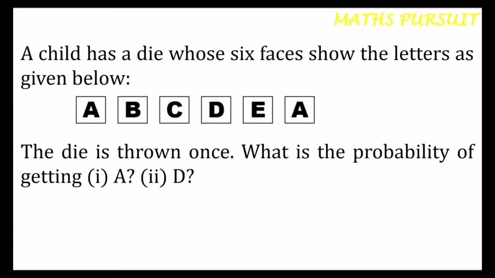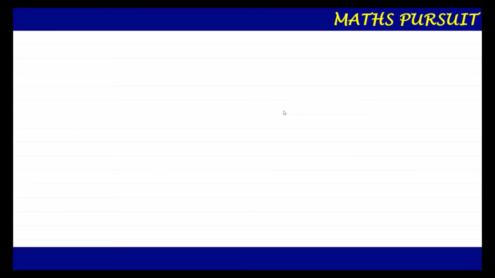The given question is: a child has a die whose 6 faces show the letters as given below: A, B, C, D, E, A. The die is thrown once. What is the probability of getting number 1, A, and number 2, D? So guys, this question is really very simple and very straightforward. Let us see how we can answer this question. Let us put down the things that are given in the question.